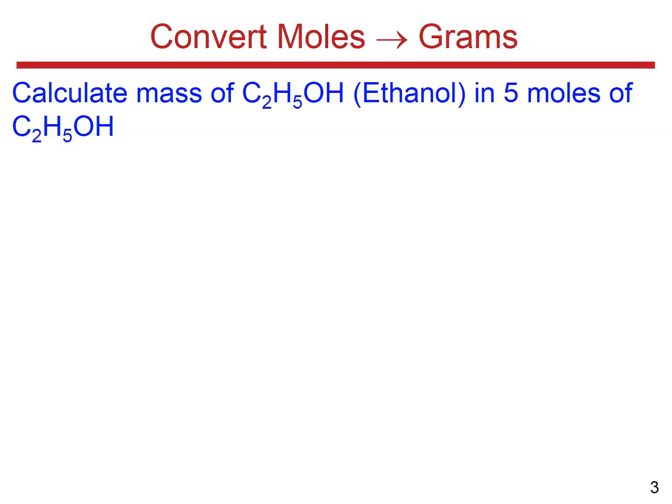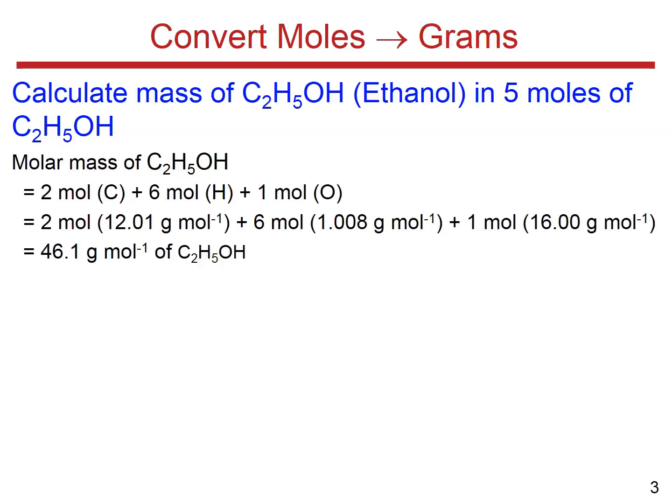Now let's take a look at these problems on converting moles to grams. Calculate the mass of ethanol in 5 moles of ethanol. The first thing to do is to determine the molar mass of this compound. If we look up the molar mass of each element from the periodic table and do the algebra, the molar mass of ethanol is equal to 46.1 grams per mole.